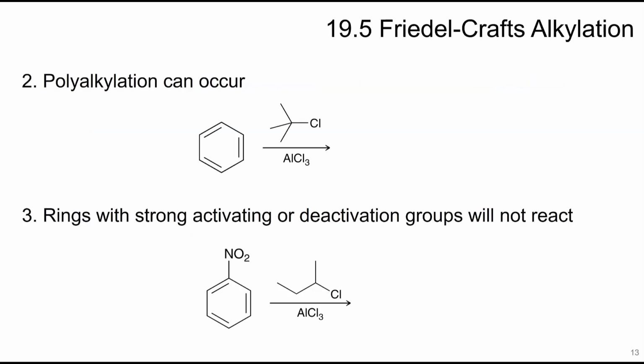When you do this reaction, it can occur more than one time, so we can get polyalkylation, where an alkyl group will add more than one time. The third thing is that if you have strong activating or deactivating groups, you will get no reaction. So an NO2 group, this is strongly deactivating. So we get no reaction. And we'll talk later in the chapter about what groups are strong activators and what groups are not strong activators.